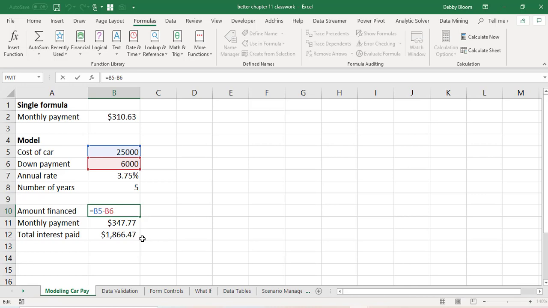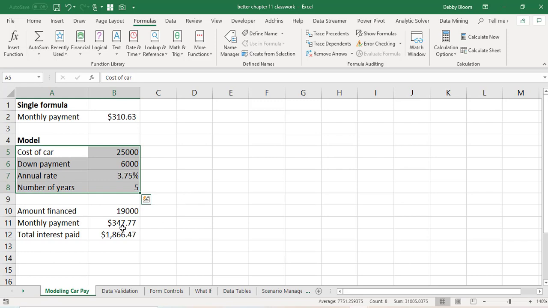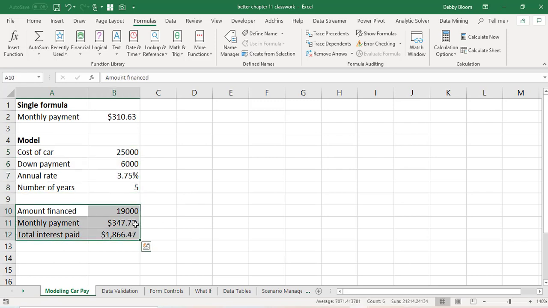So the amount financed is dependent upon two cells in the monthly payment. We can see B7 for the interest rate, B8 for the number of years, and B10 for the amount financed. The only number is 12. And then once again, in the total interest paid, totally dependent on cell references, the only number is 12 for the number of months in a year. So I hit enter, and now because of my modeling, I know that I can change any number in the input area, and I know that my output area is correct. I don't have to touch any of the formulas.